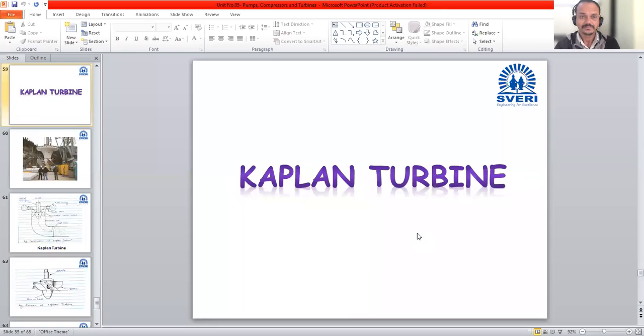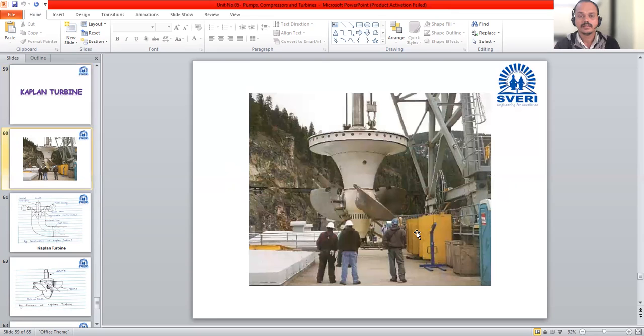Now last turbine is the Kaplan turbine. So the Kaplan turbine is again, you can see here this image. This image is the Kaplan turbine. So this one is the actual Kaplan turbine. Such type of propellers are also used in the ships.